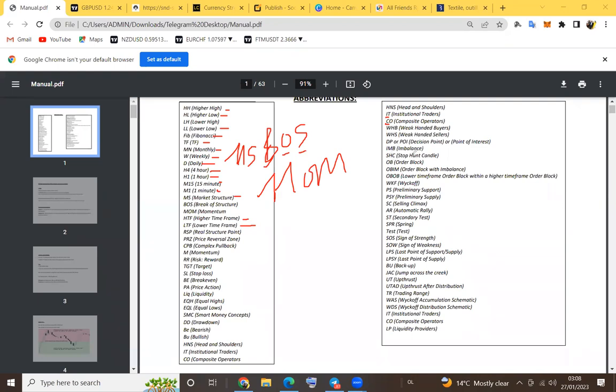Now, listen very well. SHT means top hunt candle. OB means order block.